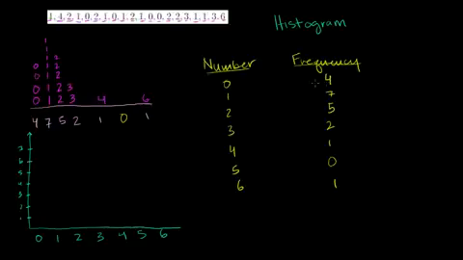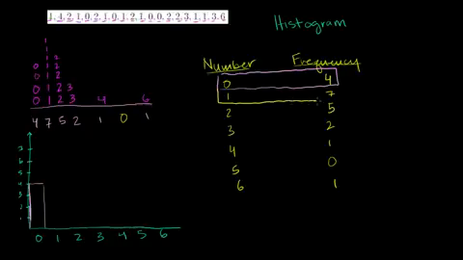So 0 shows up 4 times. So we'll draw a little bar graph here. Draw it just like that. That is that information right there. 1 shows up 7 times. So I'll do a little bar graph. Just like that. I want to make it a little bit straighter than that. 1 shows up 7 times.